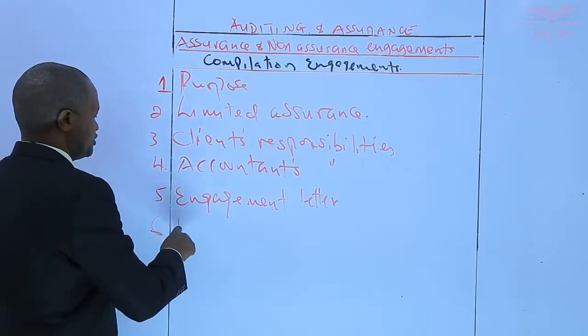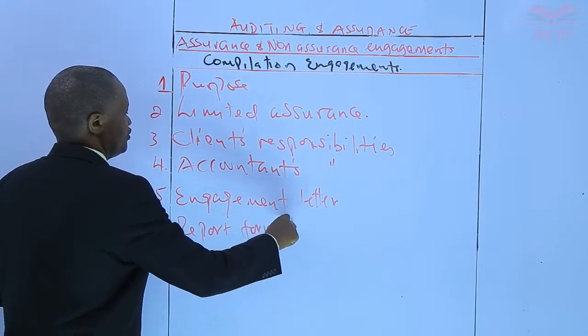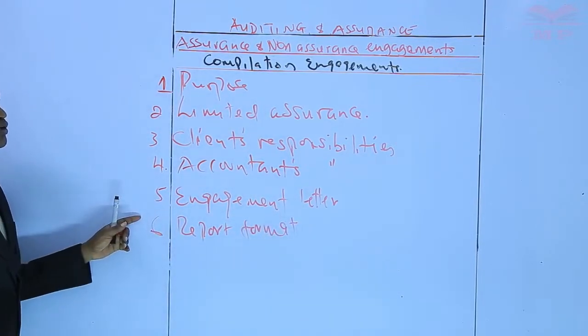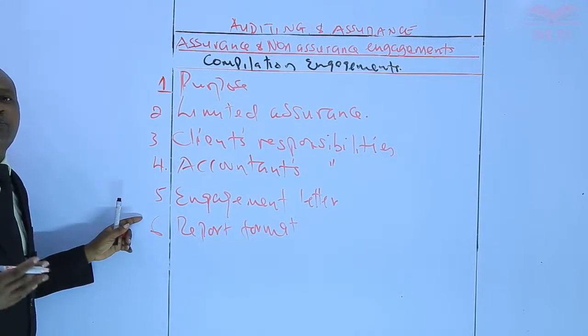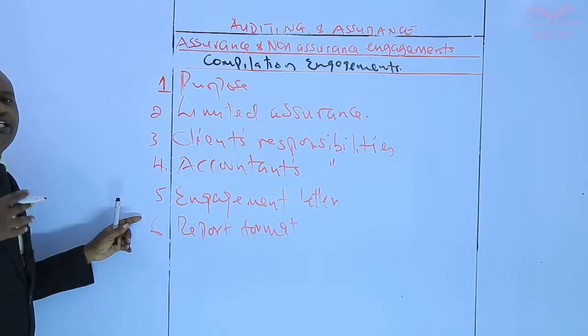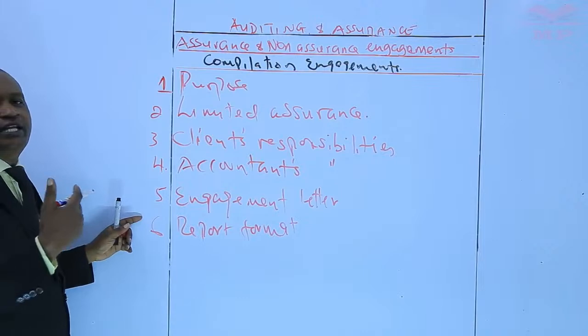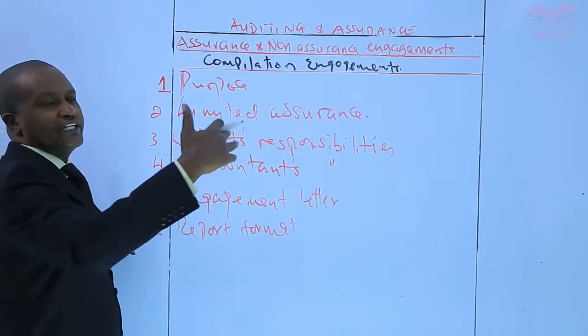So what is the report's format? What is the format of the compilation engagement report? In a compilation engagement, the accountant may issue what we call a compilation report that accompanies the financial statements.